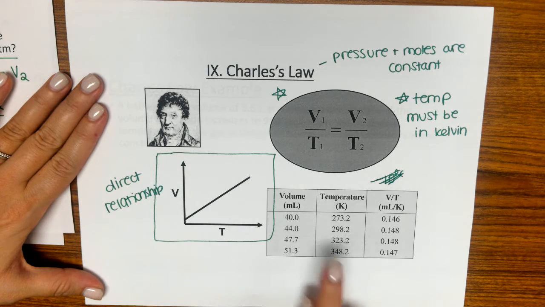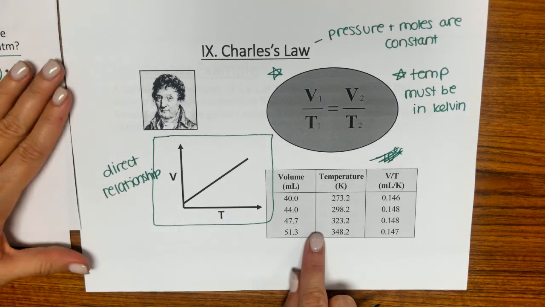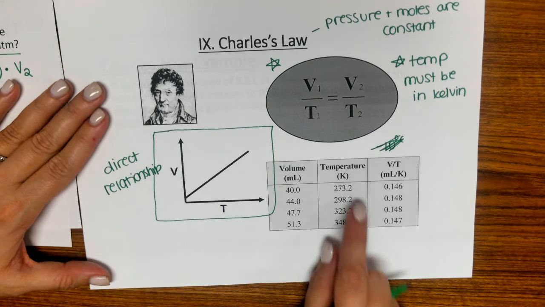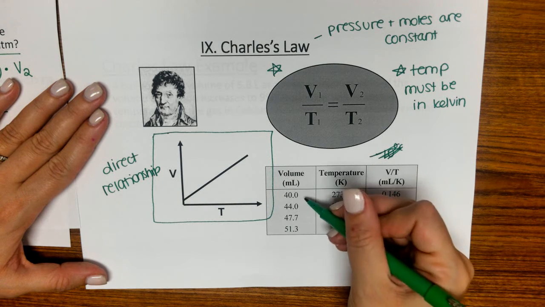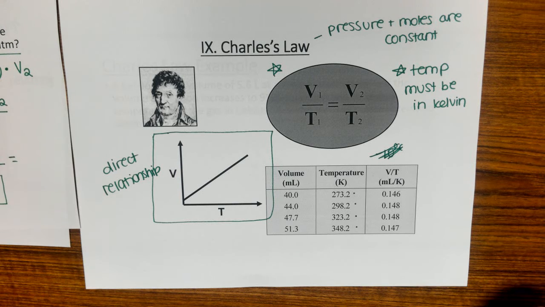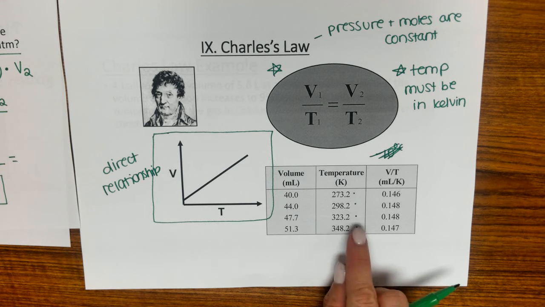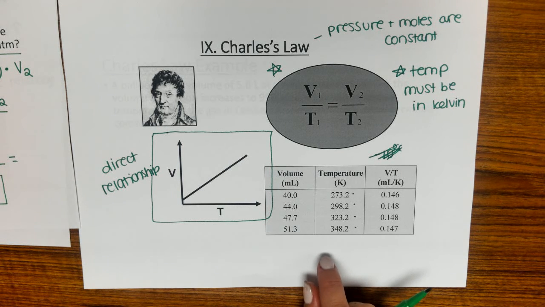And that is mathematically what's shown in this data table. As the temperature goes up, 273, 298, 323, etc., the volume of the gas goes up. And why this happens, if you remember, temperature is a measure of the average kinetic energy. So if the gases have a higher temperature, that means they're moving faster. They have more kinetic energy. And if pressure is going to stay the same, they're taking up more space because they're moving a lot faster to keep the pressure constant.